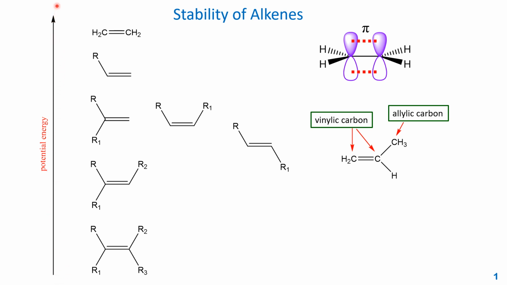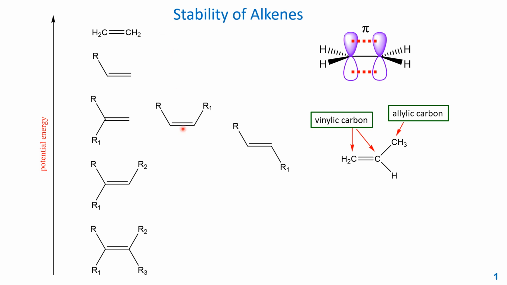Less and less stable. So the tetrasubstituted alkene is most stable, and then trisubstituted, and then disubstituted. In disubstituted alkenes, the trans disubstituted is more stable than the cis disubstituted. Cis disubstituted is similar to the geminal disubstituted alkene. The stability is similar, and then monosubstituted is less stable. The least stable is this ethene, the parent.